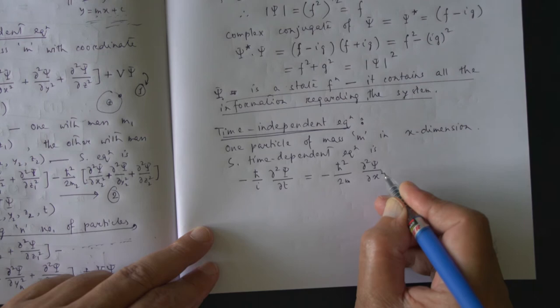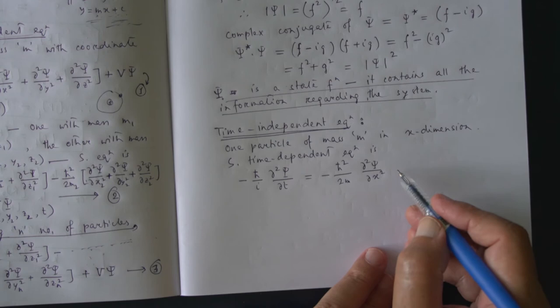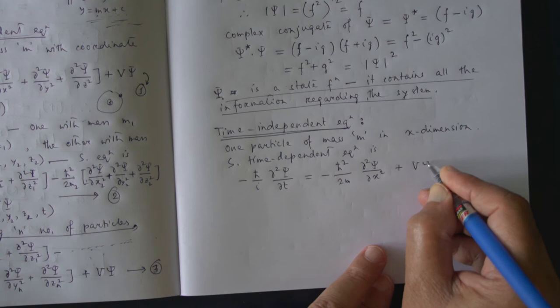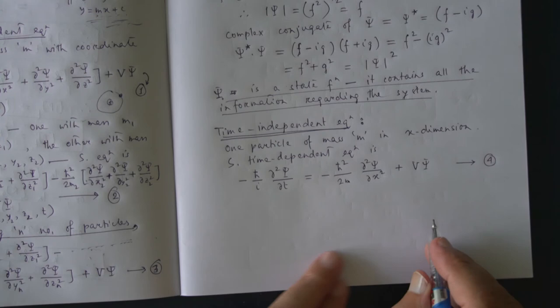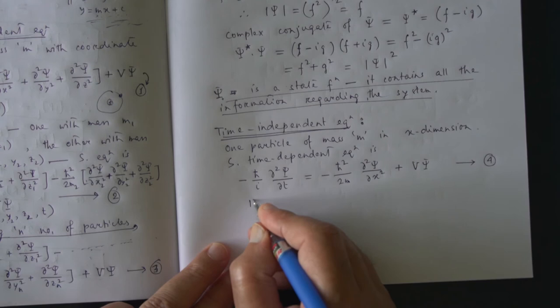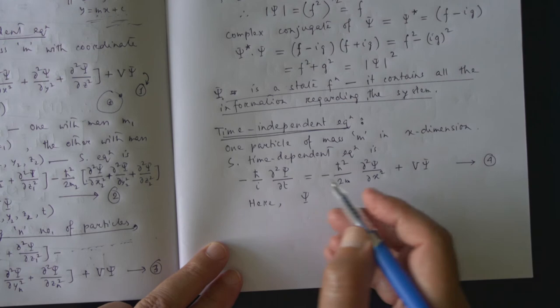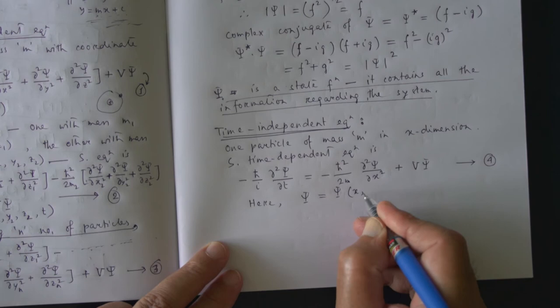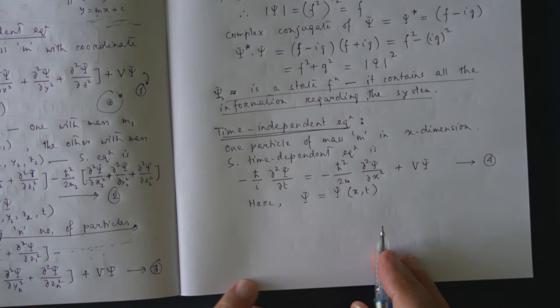Since we have taken only x dimension, there will not be y, there will not be z, okay, then plus V psi. And this is equation number 4. Now here, this psi is a function of x and t, only two variables.